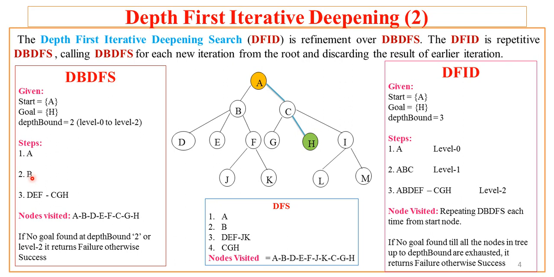As B is not a goal node, MoveGen will be called, because the level of node B is 1, which is less than 2. So it calls the MoveGen function. MoveGen will return the children of B, that is D, E and F, which are at level 2. Now after that it will first pick node D and check whether it is the goal. As it is not the goal, it will not call MoveGen for D, because the level of node D is 2 and 2 is not less than 2.